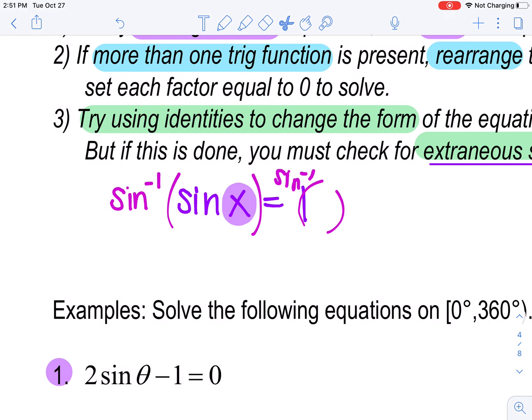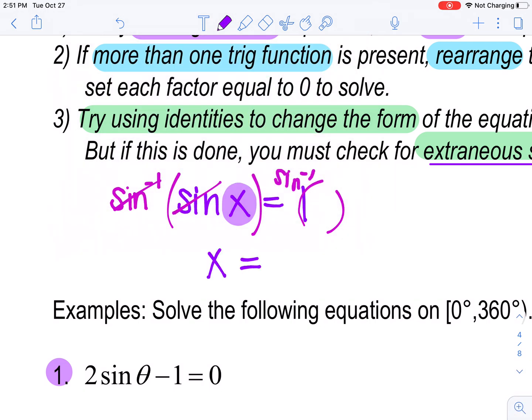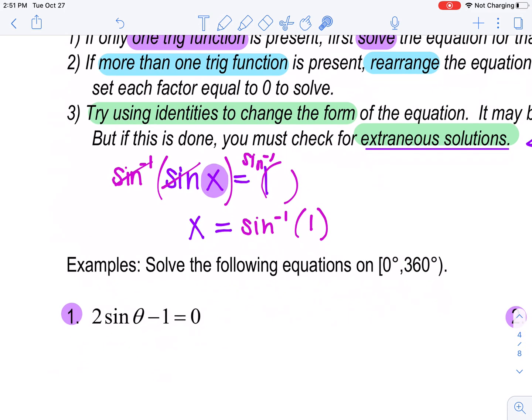Well, if we take the inverse sine, then what happens is these undo each other, right? Just like adding and subtracting undo each other, or multiplying and dividing undo each other, the inverse sine and the sine would undo each other, and all we would be left with is x. And then x would equal the inverse sine of 1. And this is what we were used to seeing the past couple of days with the inverse expressions.